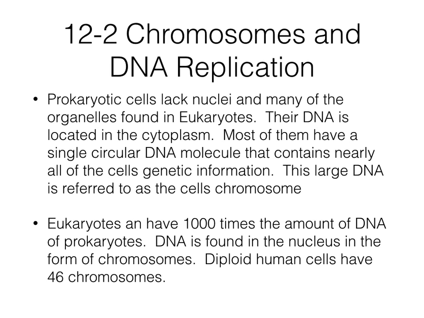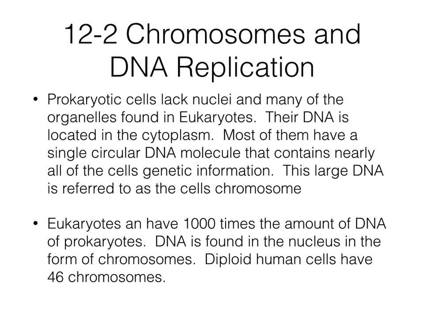So 12.2 is going to deal with the replication of the DNA, which we learned about during mitosis and meiosis, that the DNA is going to replicate during interphase. So prokaryotic cells lack nuclei, and many of the organelles found in eukaryotes. So their DNA is located in the cytoplasm, and most of them have a single circular DNA molecule that contains nearly all of the genetic information. This large DNA is referred to as the cell's chromosome.